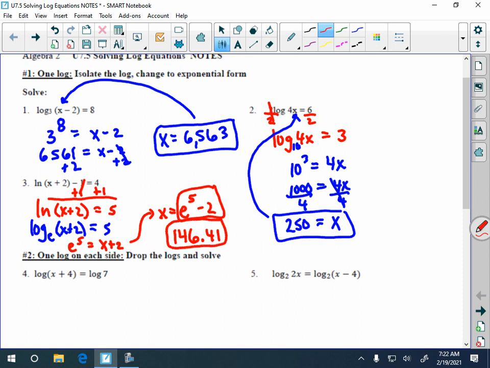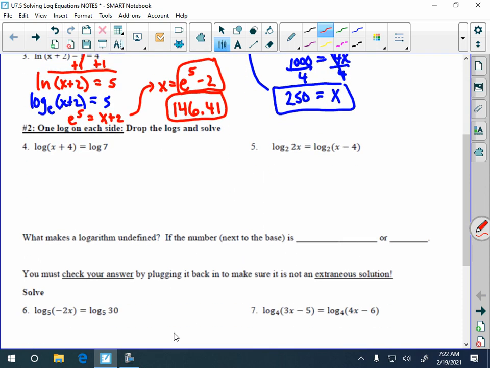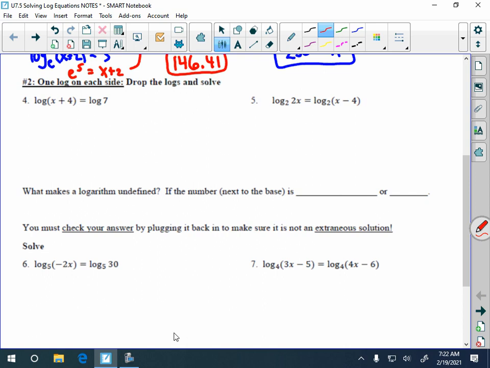All right, so that's the first kind of log equation. The second kind is when there's one log on each side of the equal sign. So you have a log equaling a log. In this case, what we can do is drop the logs. Kind of like when we did exponential equations, when the bases were the same, we were allowed to drop the bases and set the exponents equal. Well, when you have one log on each side, you're allowed to drop the logs, or cancel them out, and set the left side equal to the right side.